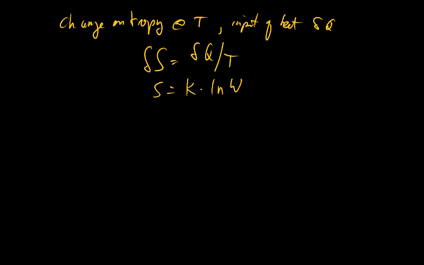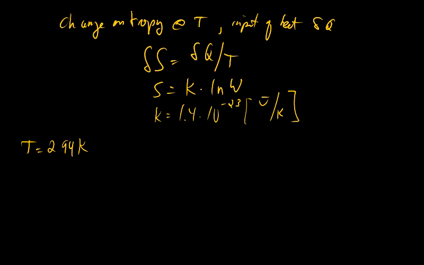of the number of configurations, and k here is 1.4 times 10 to the negative 23 joule per Kelvin, and those are the units. So we can figure out the change in the number of configurations when we do something as simple as heating up a glass of water. So let's say we have a glass of water at around room temperature, about 294 Kelvin. We have to make sure that we do these calculations in Kelvin.